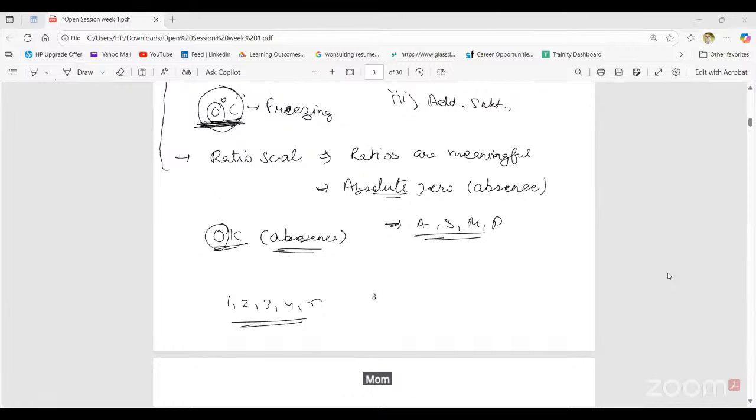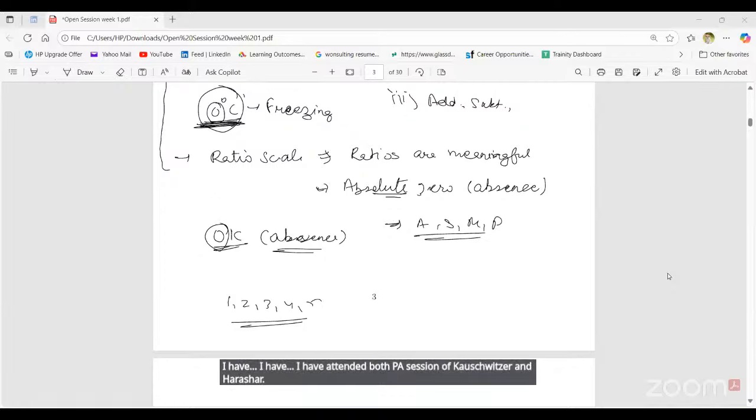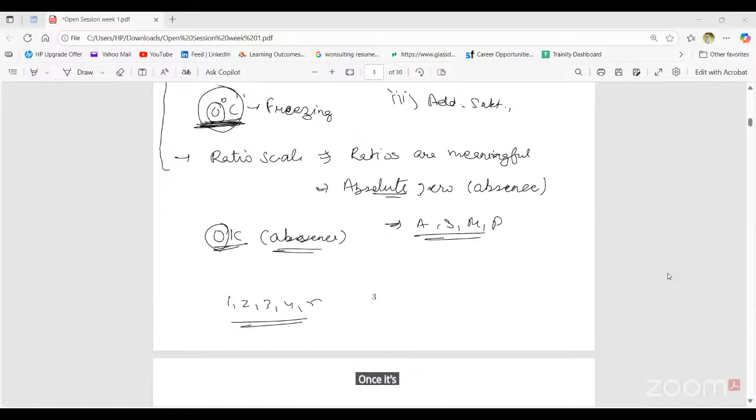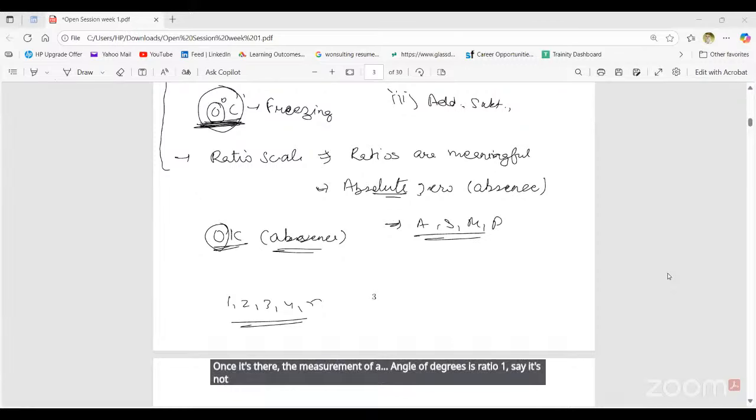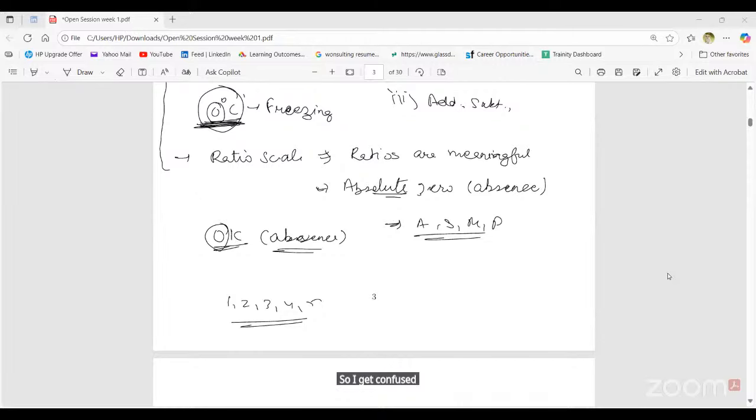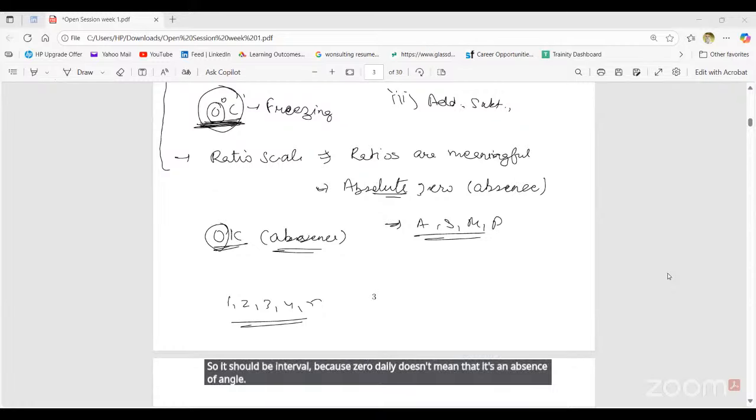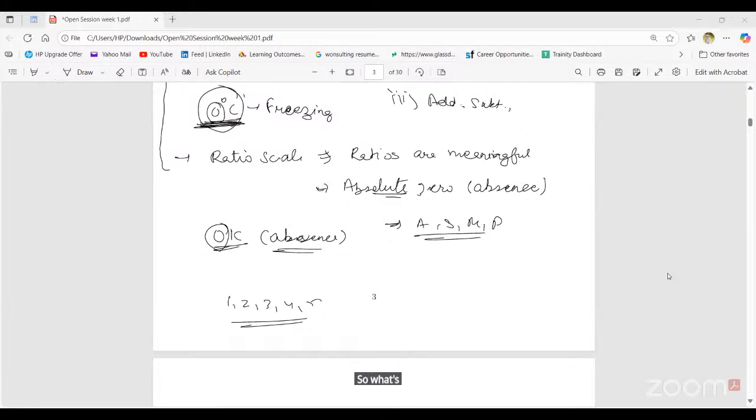Ma'am, may I ask my doubt? I have attended both TA sessions of Kaushal sir and Harsh sir. One says that the measurement of angle of degree is ratio, and one says it's not a ratio scale. So I get confused because my stand is that 0 degree we can take as a reference. So it should be interval because 0 degree doesn't mean that it's an absence of angle. So what's your perspective, is it a ratio scale or an interval scale?